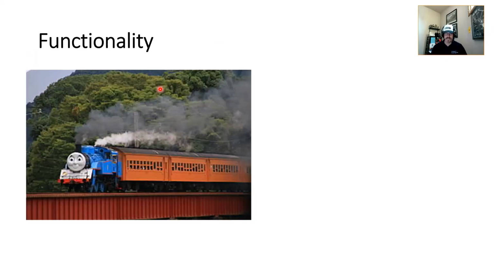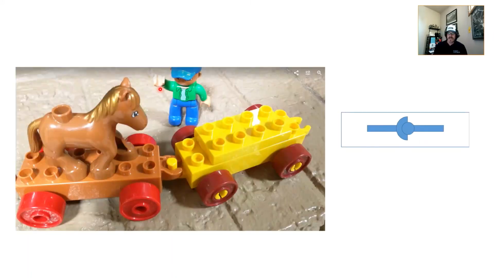But how does this happen? So functionality, as told by Thomas the Train Engine: there 2, there 4, there 6, there 8, hauling trucks and shunting freight. I think that's how it goes. Anyway, Thomas the Train Engine, functionality. Took me forever to make this animated GIF, but you have to have some functionality.